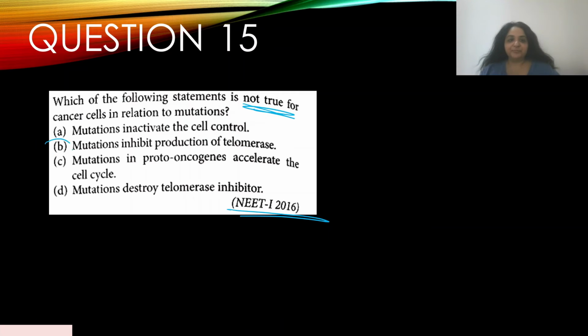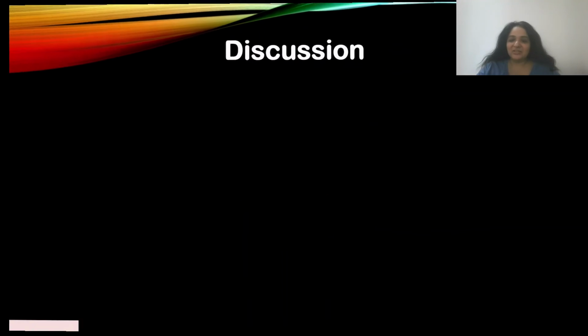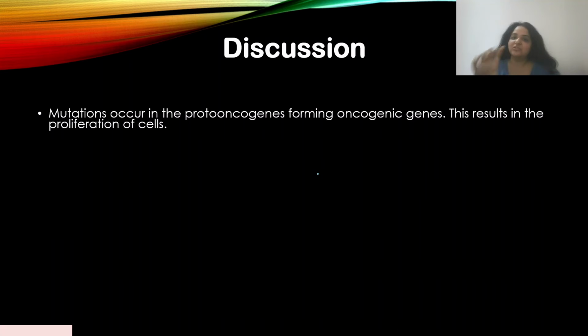So it has to be B. Mutations don't inhibit the production of telomerase. In fact, they activate the production of telomerase so that there is more rapid cell division happening. So it is B, and we will come to that. This is a good question with respect to cancer. I believe when I went through NCERT, it wasn't explained very well, so this question would be difficult to answer if you had only read NCERT. So please note down the points that I'm about to state with respect to cancer cells. It'll be very important for your exam.